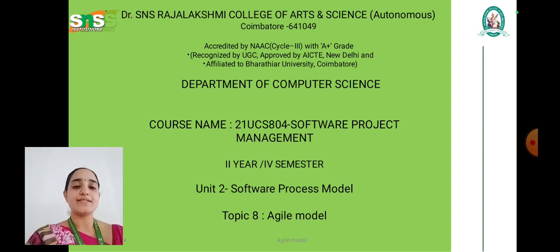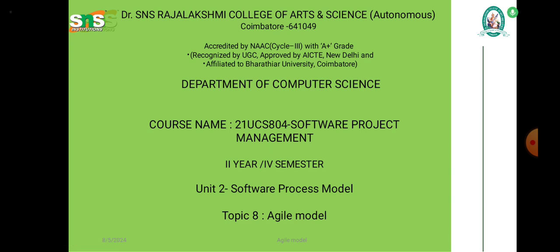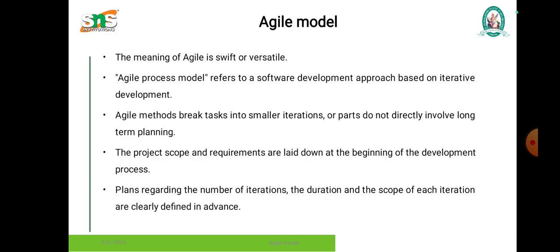Now we are going to discuss the Agile model in software process models. So let's discuss. The meaning of Agile is swift or versatile. The Agile process model refers to a software development approach which is based on iterative development.